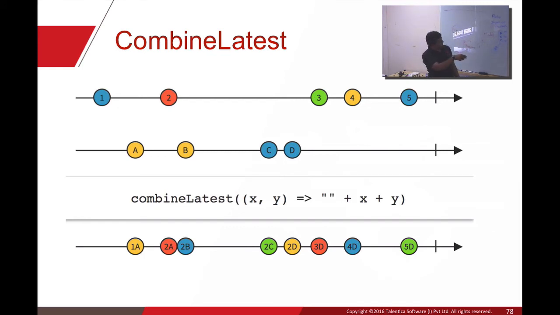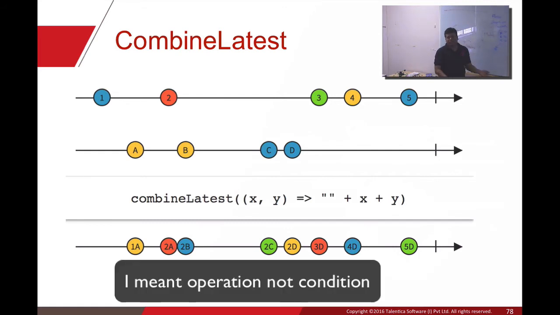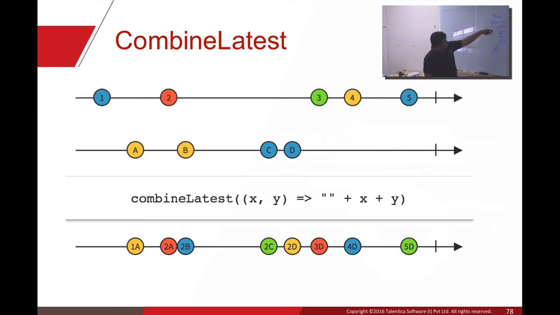CombineLatest will take the latest from observable 1 and the latest from observable 2, and it will emit the combined value based on the condition you've written. It could be if x is greater than y, or any condition. When 1 was emitted, there was no value emitted from the second observable, so it will not emit 1. As soon as it got a, it will combine the two based on x plus y. 1a it will emit.